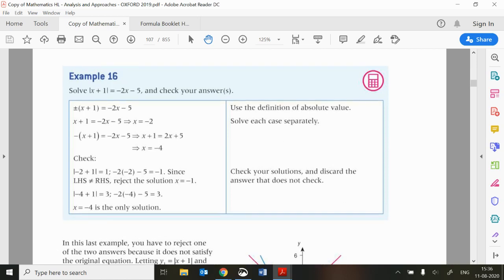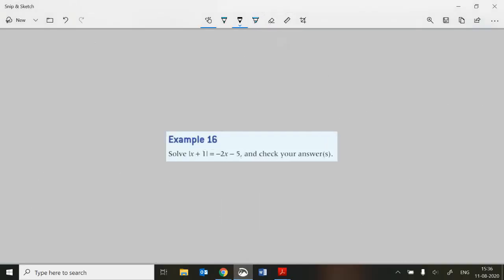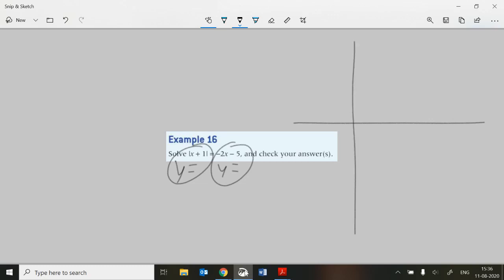Now I said as well that you can deal with this with graphs too. So actually, when I see a question like this, I'm kind of tempted to sketch the situation as well, to say, well, okay, what's happening if I say y is equal to this, and what's happening if I've got y is equal to this as well? I'm tempted to do that because I like working with graphs. So let's have a look.